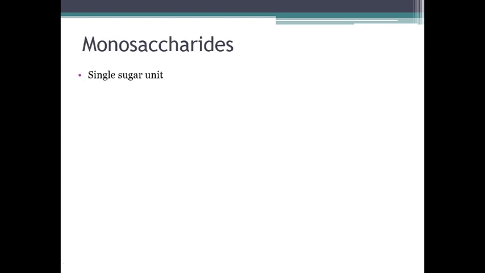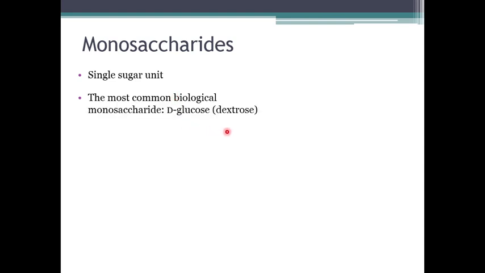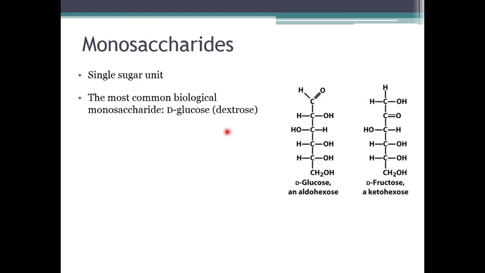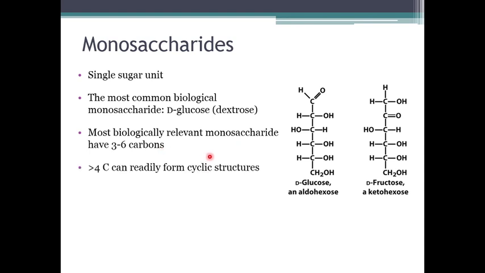A monosaccharide consists of a single sugar unit. The most common biological monosaccharide is D-glucose. The structure of D-glucose is shown here. It has 6 carbons, 1, 2, 3, 4, 5, 6. Most biologically relevant monosaccharides have 3 to 6 carbons. Greater than 4 carbons can readily form cyclic structures. We'll talk about this in a bit.